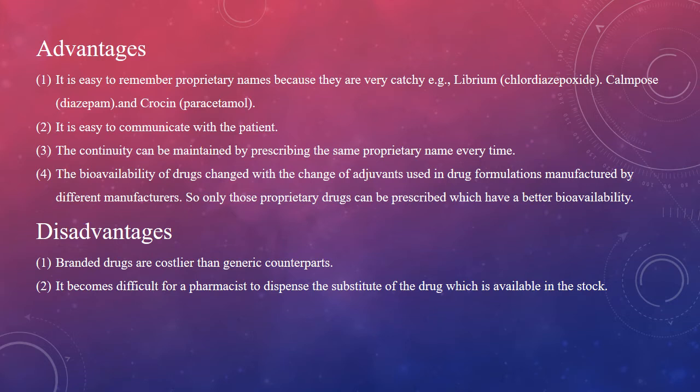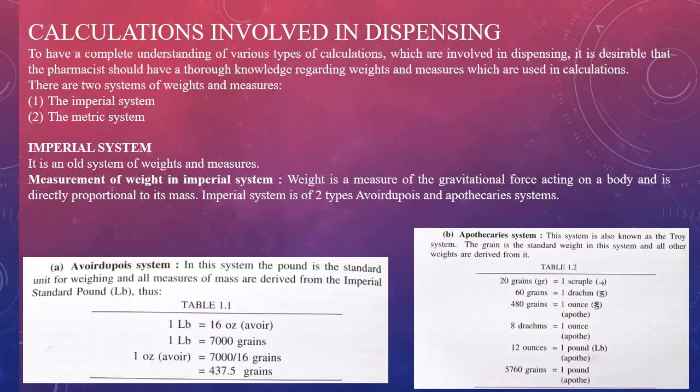The bioavailability of a drug changes with the change of adjuvant used in drug formulation manufactured by different manufacturers. So only those proprietary drugs can be prescribed which have a better bioavailability. Disadvantages: branded drugs are costlier than generic counterparts. It becomes difficult for a pharmacist to dispense the substitute of the drug which is available.